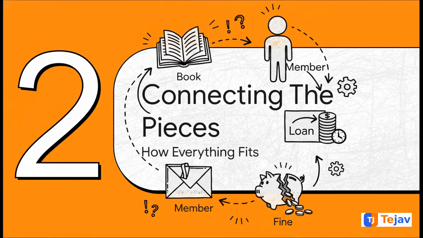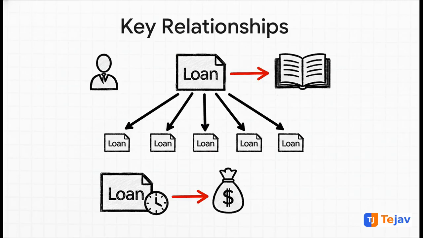Okay, so we've got our four main players: book, member, loan, and fine. Now let's figure out the rules of the game. How do they all fit together? The rules here are actually pretty simple, but they're what makes the whole system work. So think about it. One member can totally borrow a bunch of books at once, right? So one member, many loans.